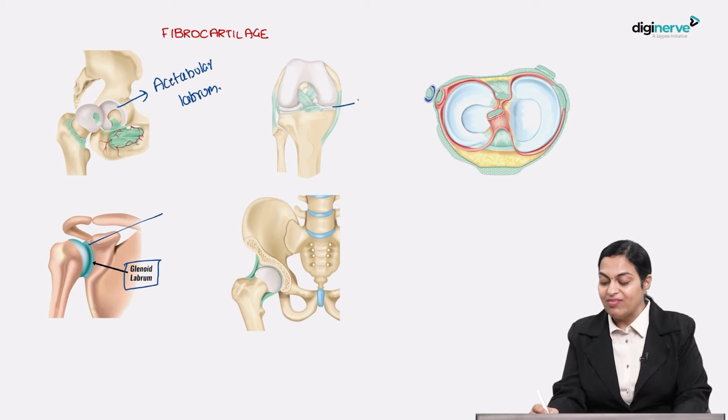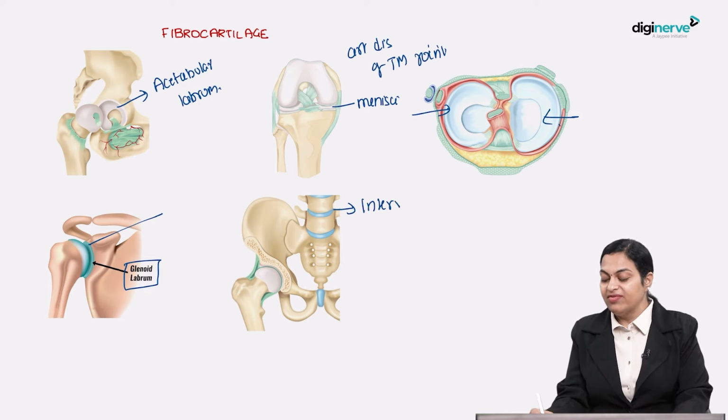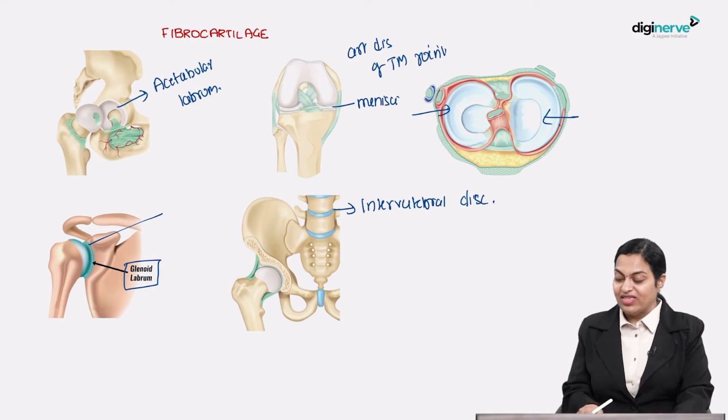Here you can see the menisci of the knee joint made up of fibrocartilage. Also, the articular disc of the temporomandibular joint is made up of elastic cartilage. These are the menisci of the tibia. And the best example, the intervertebral disc that lies between the bodies of the vertebra, is made up of fibrocartilage.